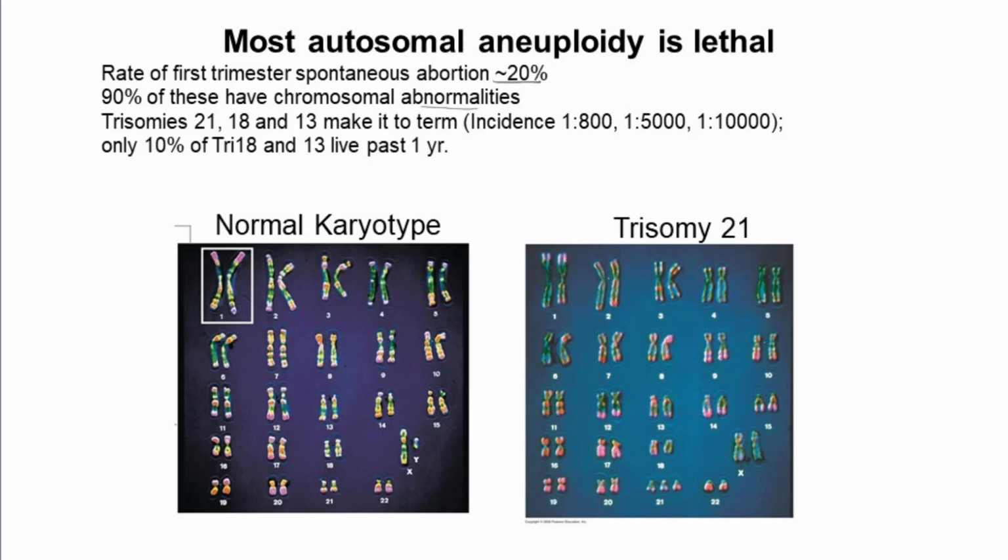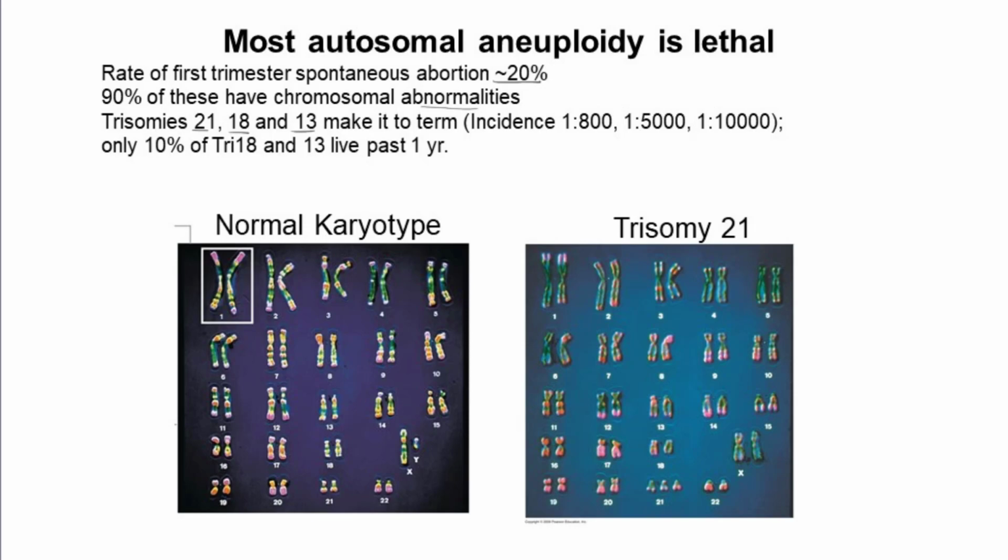Most autosomal aneuploidies are going to be lethal. They're not going to be survivable. You're not even going to make it to a live birth, much less make it to adulthood. But there are 3 that are actually seen a bit more often and do make it to a live birth. These are trisomies, tri meaning 3, so 3 chromosomes instead of 2. And those are chromosomes 21, 18, and 13. The incidence of these trisomies for chromosome 21 is about 1 in 1,000 overall, about 1 in 5,000 for chromosome 18, and about 1 in 10,000 for chromosome 13.